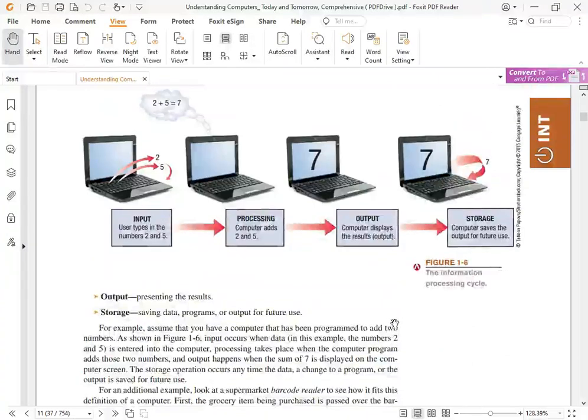Input: user types in the numbers 2 and 5. Processing: computer adds 2 and 5. Output: computer displays the results. Storage: computer saves the output for future use. 2 plus 5 equals 7.